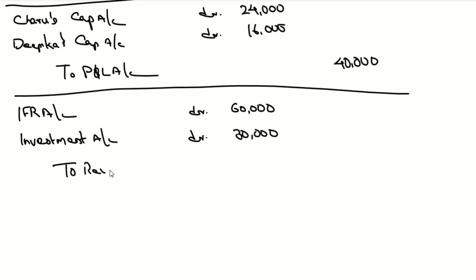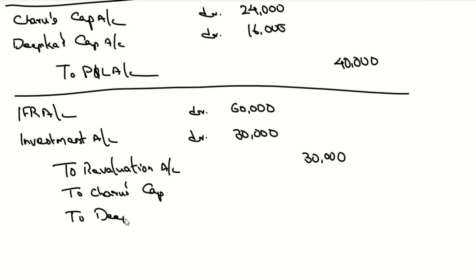So that will be towards revaluation account. To revaluation account 30,000. To Charu's capital, to Deepika's capital. So 60,000 divided among two partners in their profit sharing ratio, which is 3:2. So that will be 36,000 and 24,000.